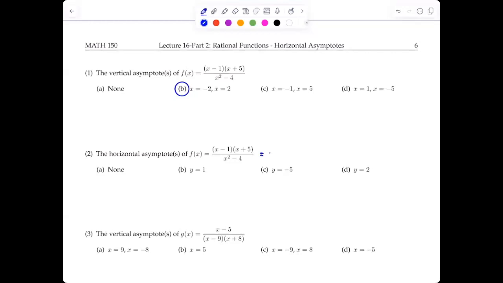So on the numerator, I get x squared plus 5x minus x minus 5. So the numerator is x squared plus 4x minus 5 over x squared minus 4. So the degree on the numerator is 2. The degree of the polynomial in the denominator is also 2. So the horizontal asymptote is equal to the ratio of the leading coefficients, so 1 over 1. Therefore, the answer is 2b.